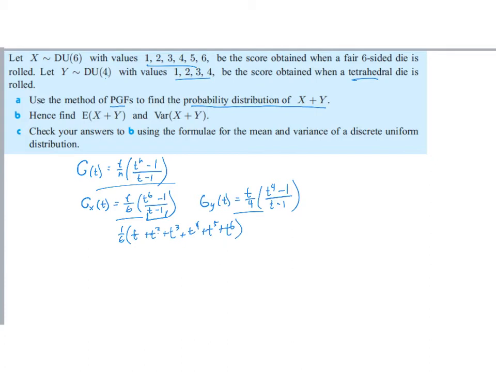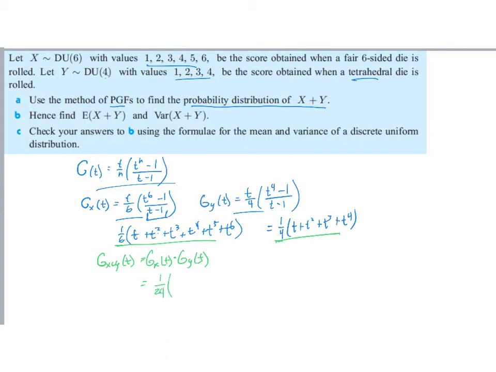Likewise, we want to do the same thing for the G_Y here, which will end up being 1 over 4 times (t plus t squared plus t cubed plus t to the 4th power). So now we're going to do exactly what we learned in the previous video: to get the PGF of X plus Y, I need to multiply this times this. It's G_X times G_Y, the PGF of X and the PGF of Y, and we multiply those two together. So I'm going to have 1/6 times 1/4, which would be 1 over 24.